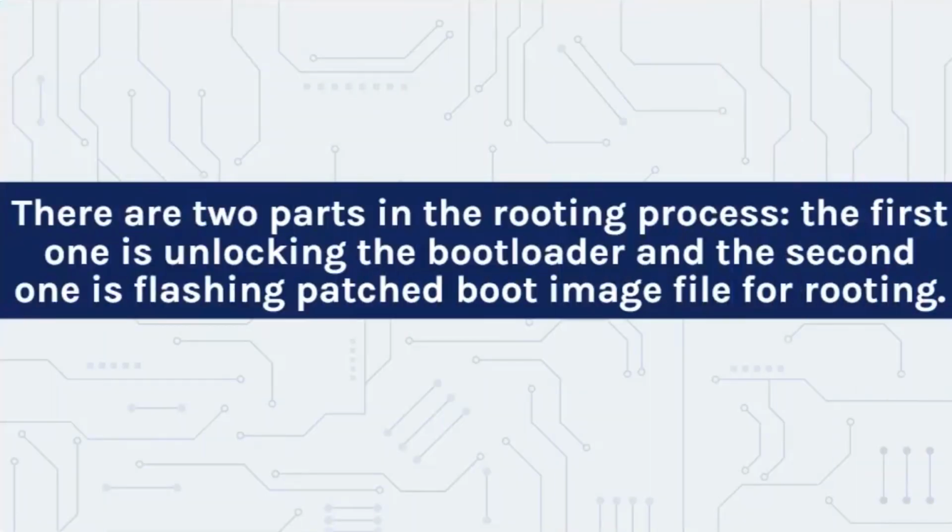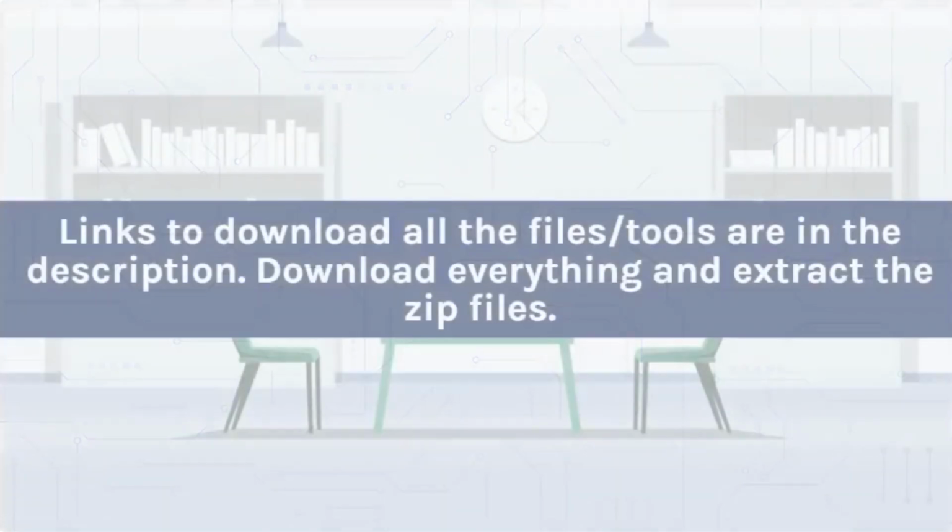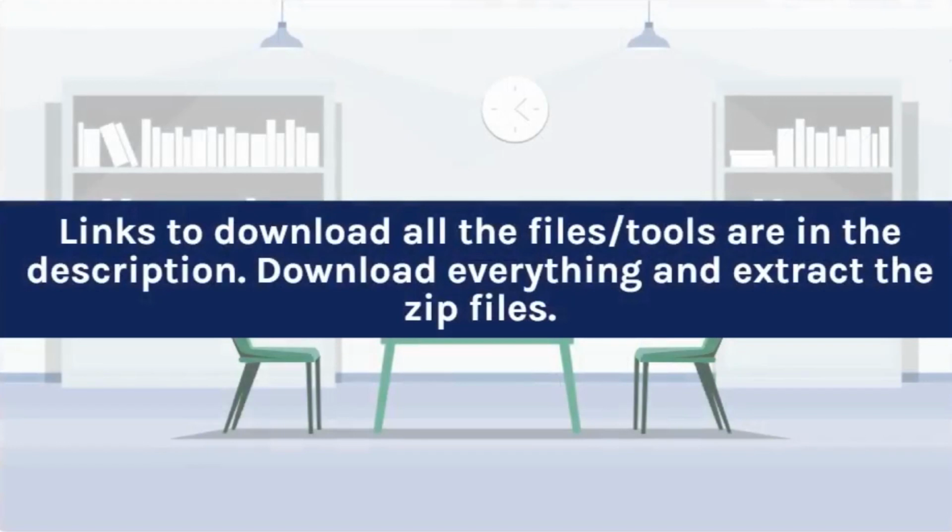There are two parts in the rooting process. The first one is unlocking the bootloader and the second one is flashing patched boot image file for rooting. Links to download all the files, tools are in the description. Download everything and extract the zip files.